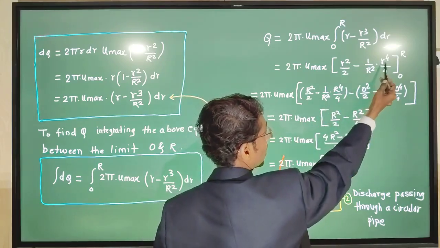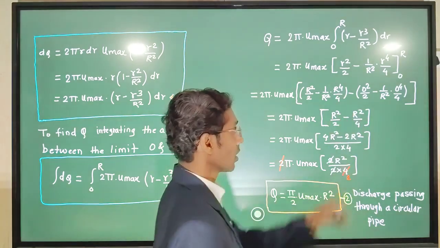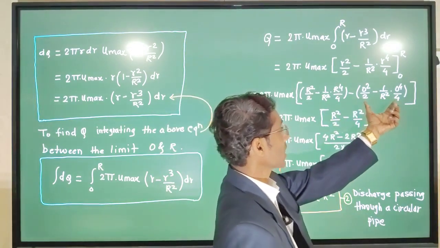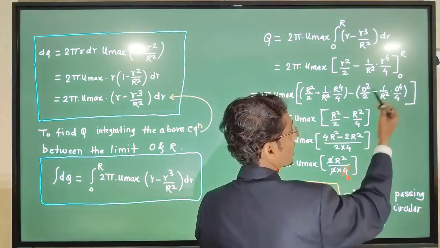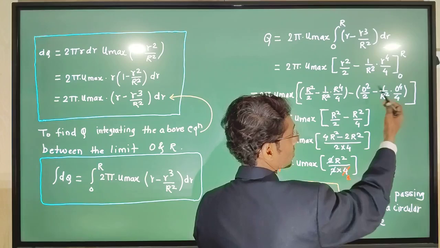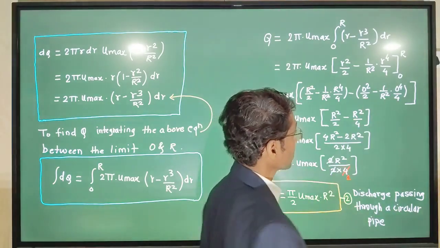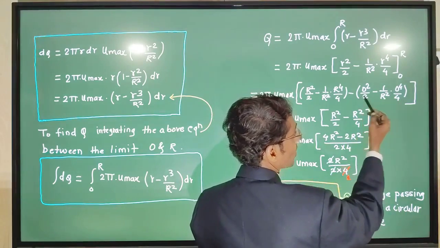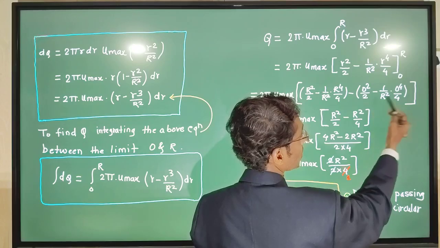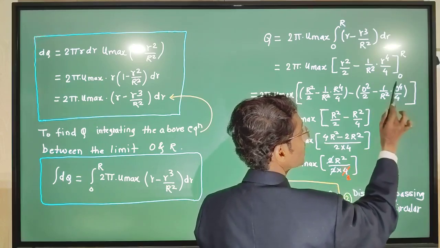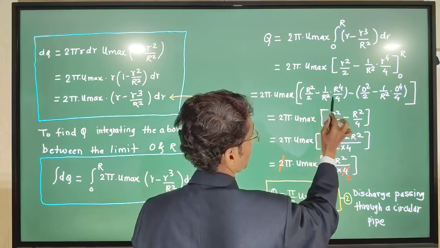In place of this small r, this capital R, that is R raised to 4 by 4. Minus, in the second bracket we put the lower limit, that is 0. Here we have put it. Now in the second bracket, this will come 0, also this will come 0, so this total bracket will be 0. So the next step is only this bracket's simplification.